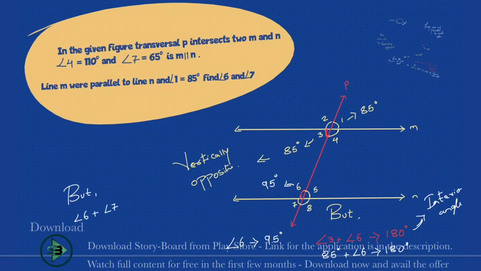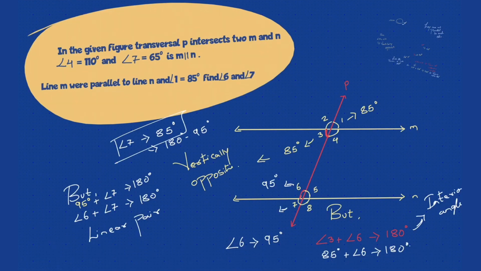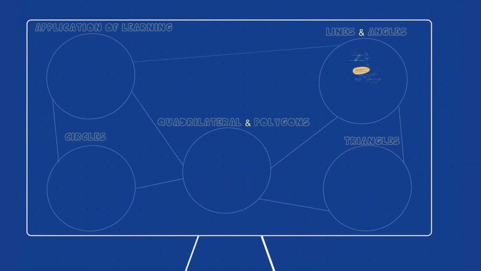Now I need angle 7. Angle 6 and angle 7 form something called a linear pair, right? They are just one line. The sum would be 180, because 5, 6, 7, 8 together would be 360. So 6 plus 7 has to be 180, linear pair. But I know angle 6 is 95, so angle 7 will be 180 minus 95 degrees, which is nothing but 85 degrees. That's it, I get the answer. So vertically opposite angles, interior angles and linear pair are what I used to get the answer to this question.